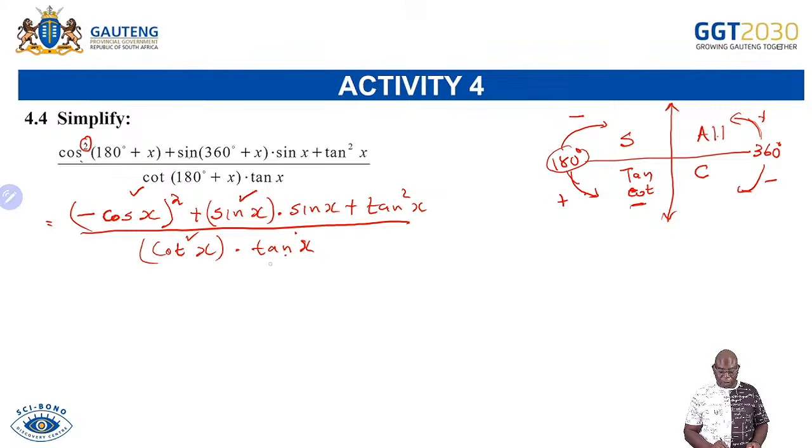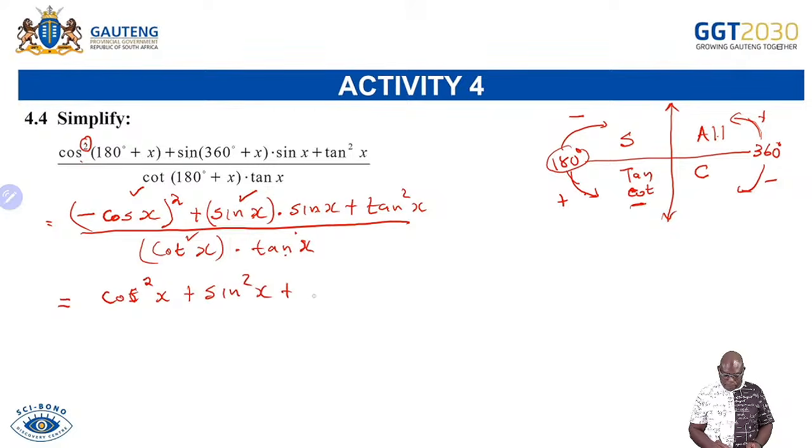So this tan squared cannot divide with that, there's a plus sign in between. So here, then we say minus cos x, that the square cannot be on the x, sorry. It must not be x squared, it must be cos squared x. Now this is plus sin x times sin x will give us sin squared x plus tan squared x all over the cot x, which can be written as 1 over tan.